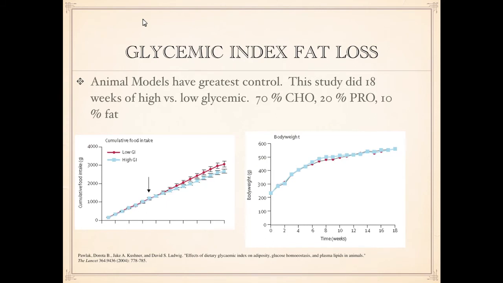So one thing we always like to start with is an animal model, because with animal models, you have the greatest control. So this study did 18 weeks of high versus low glycemic. 70% of the diet was carbs, 20% was protein, 10% was fat. The food intake was around the same for the low and high glycemic index. Okay, but the body weight was also the same over 18 weeks.